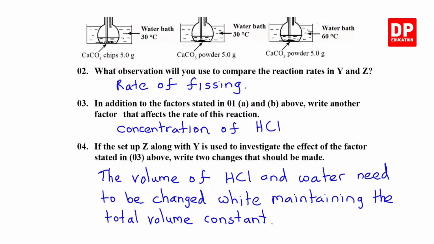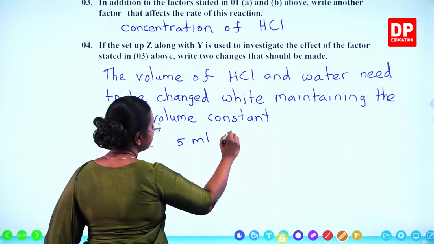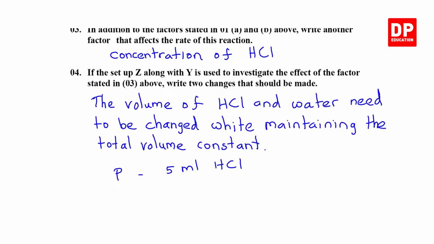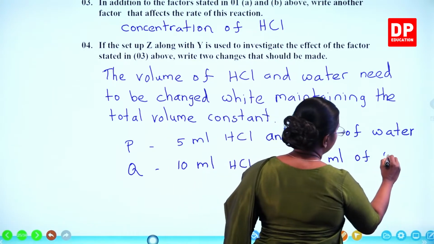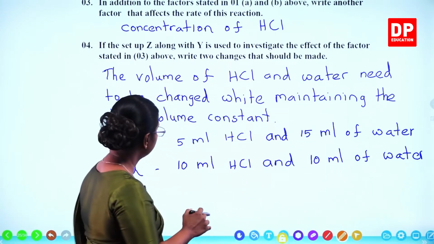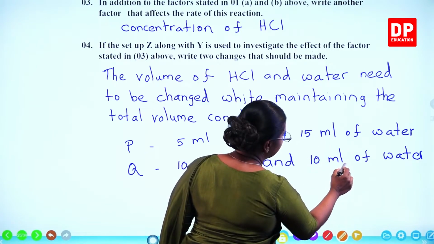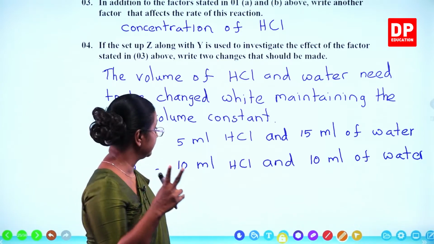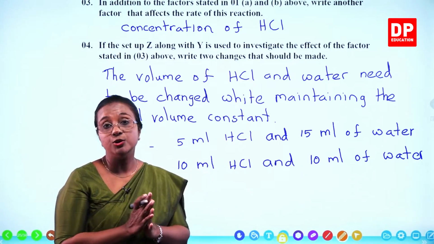So as an example, if I say that is X, Y and Z, we will say P, you can have 5 milliliters of HCl. So we can have 5 milliliters of hydrochloric acid and 15 milliliters of water. Then you will have another setup where you can use 10 milliliters of hydrochloric acid and 10 milliliters of water. So when we say 2 changes, you can see 5 milliliters, 10 milliliters change the volume of HCl, 15 milliliters and 10 milliliters, changing the volume of water. So 2 changes. But the final volume, 5 and 15, 20, 10 and 10, 20. We maintain the total volume constant.